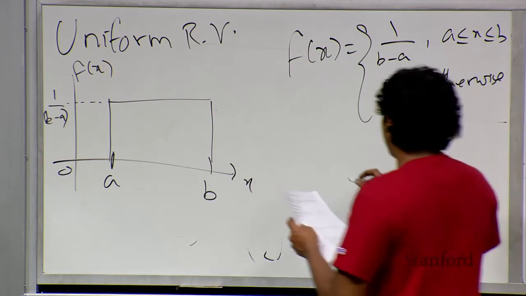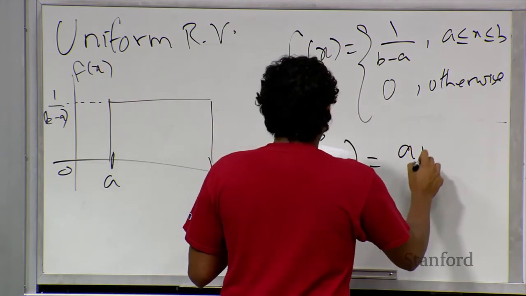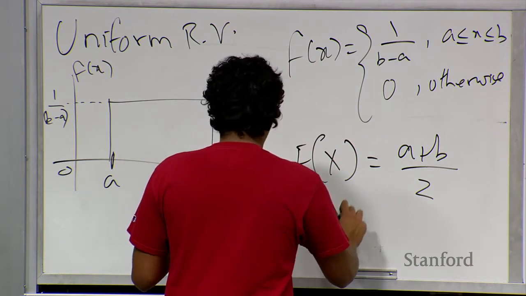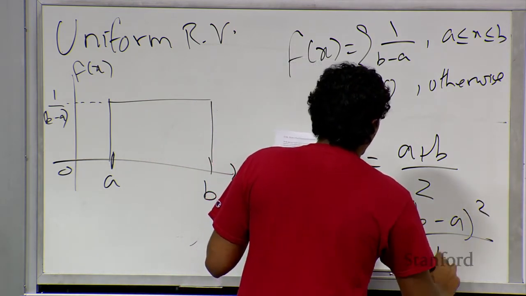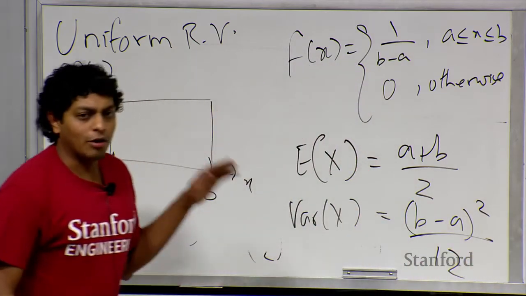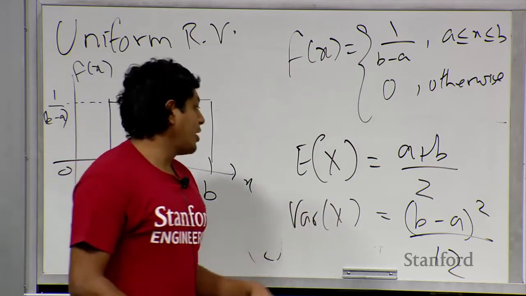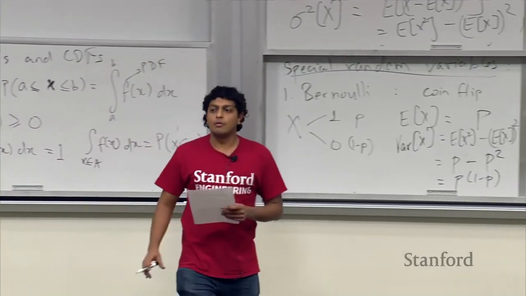Again, for this, we have E of x is equal to a plus b by 2. Variance of x is b minus a the whole squared by 12. So these are things you typically will not need to know. And if you do need to know, we will give it to you. Nobody expects you to know the variance of a uniform random variable off the top of your head.